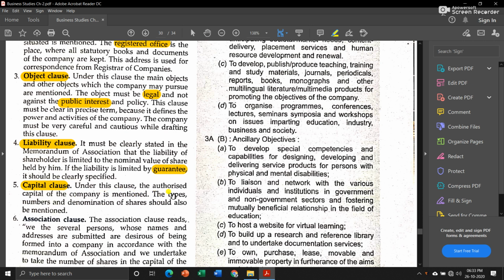The types, there are different types of capital in a company, so all those things should be mentioned in memorandum of association. Means how many shares they have, and at what amount each share goes, like it can be rupees 10 per share, rupees 100 per share, it depends upon company. So all those denominations of shares should also be mentioned under capital clause.